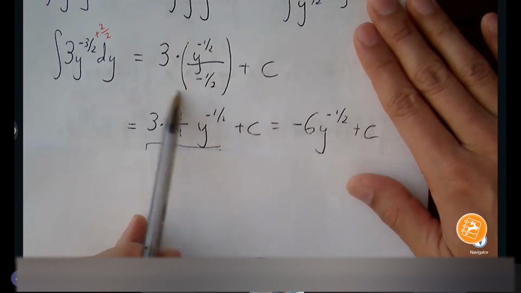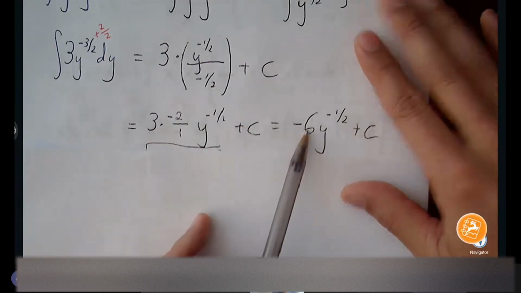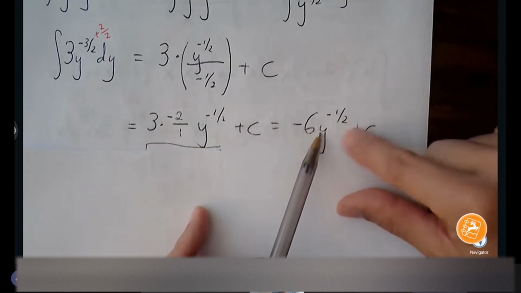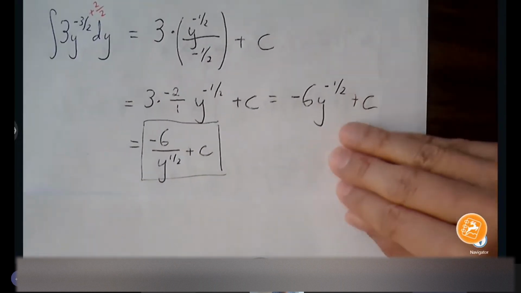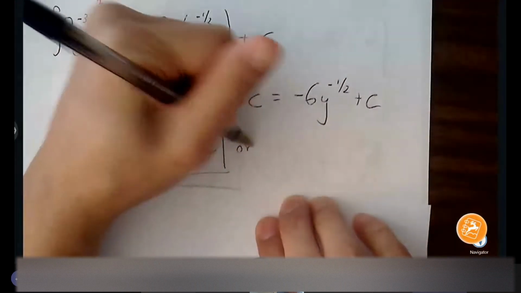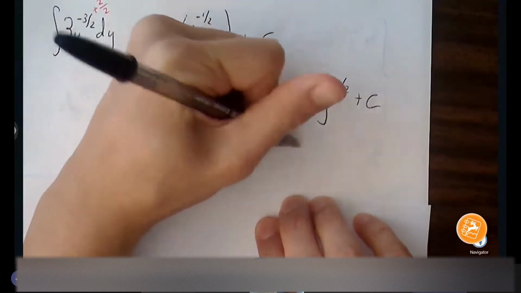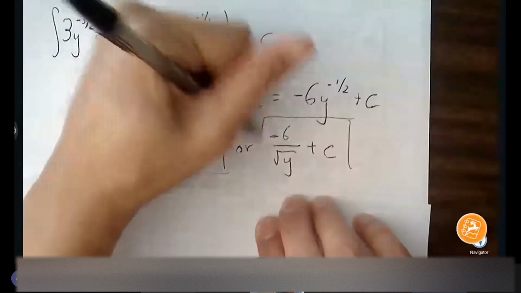So once this negative 1/2 gets pushed up, it becomes negative 2. 3 times negative 2 is negative 6. And then finally, I'm going to move that y back below. And you can either leave it like this, or if you want to convert it back to a radical, that's fine as well. Either way is fine. Just no negative exponents.